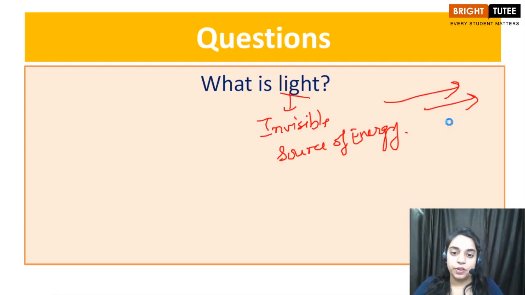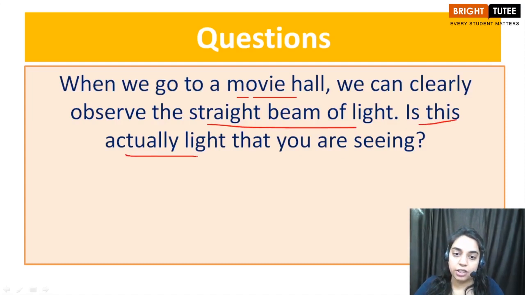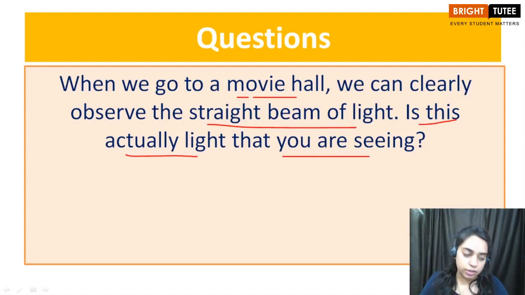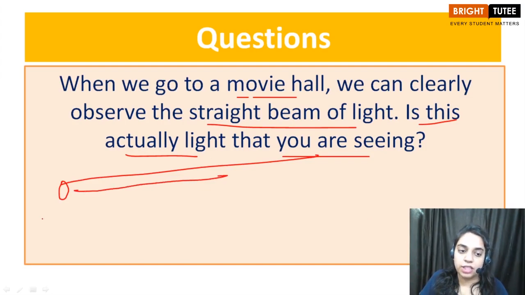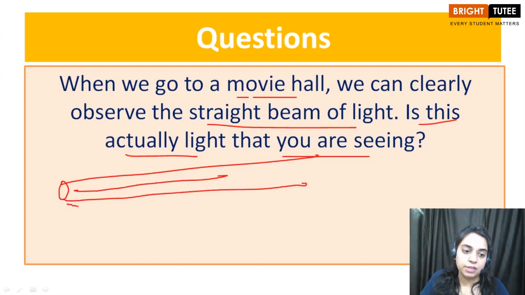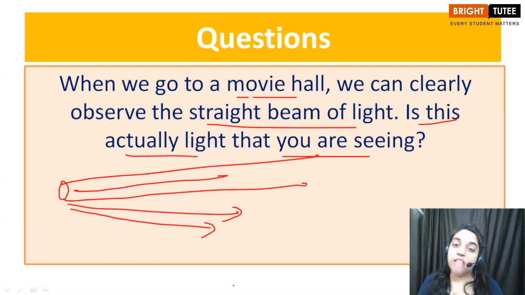Next question: when we go to a movie hall, we can clearly observe the straight beam of light. Is this actually light that you are seeing? Whenever you look at the back of your seat, where there is a projector, you can observe the beam of light. That's what we say, that we can observe a beam of light. But children, what we are seeing, is it actually light? No children, this is not light.